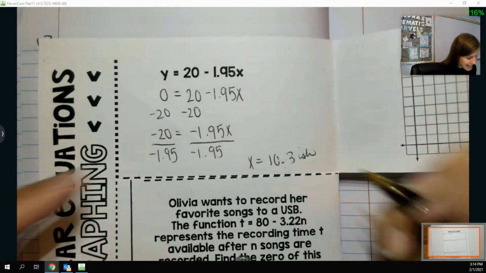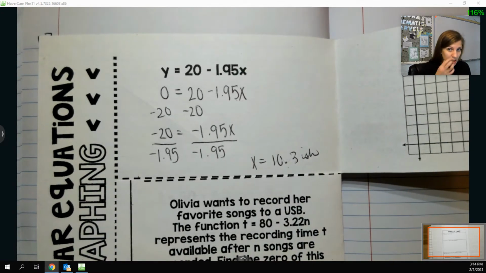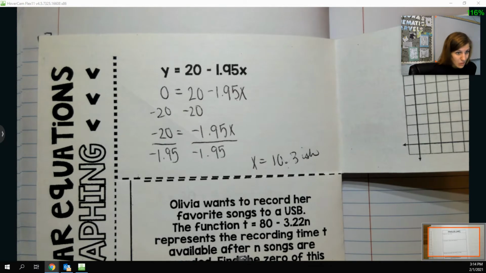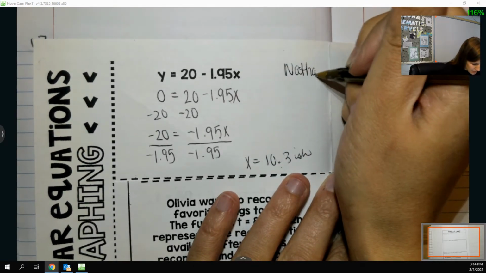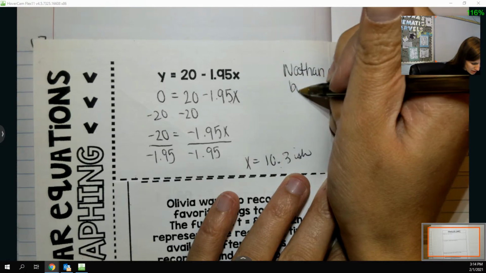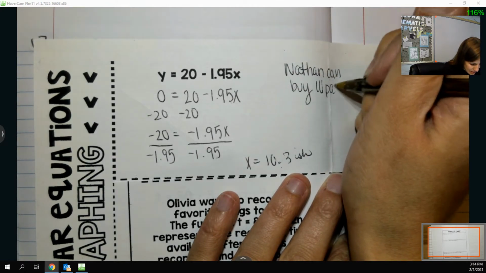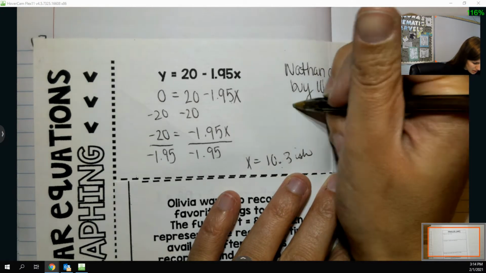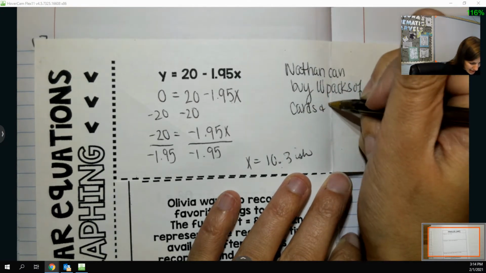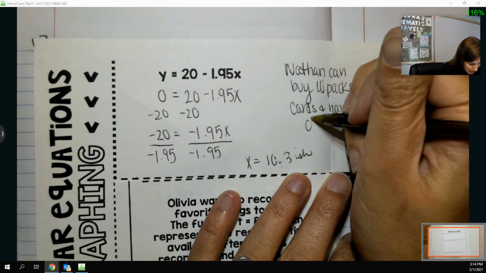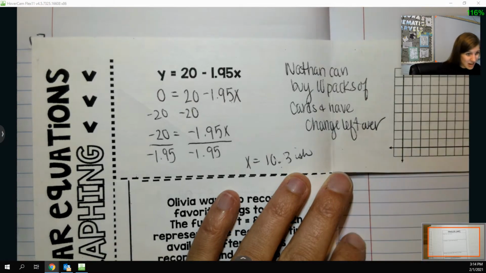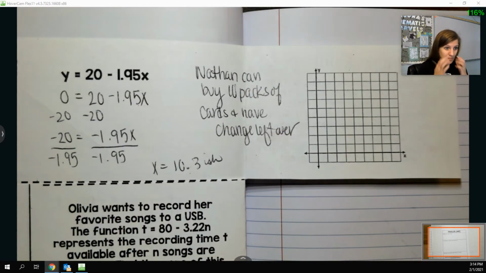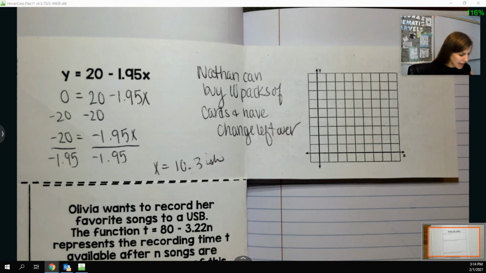10.3-ish. But like I can't buy 10.3-ish cards. Because like what is that? I can buy 10, which means I'm going to have a little money left over. So Nathan can buy 10 packs of cards and have change left over. I can't spend exactly all my money because they don't separate out evenly, okay?